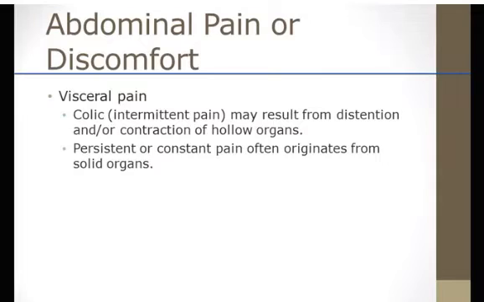It kind of comes and goes. If you've ever had gas pains or had anybody that's had gas pains, that is colic. It comes, it goes, it gets sharp, it gets crampy, it goes away, and then it comes back. Persistent or consistent pain that doesn't go away generally comes from our solid organs. So that intermittent pain we're going to look at from hollow organs. Solid organs have a constant pain, and it really isn't going to get better and worse.